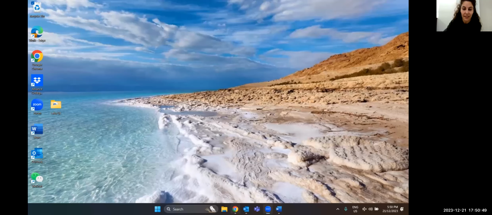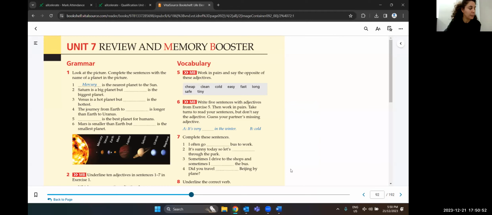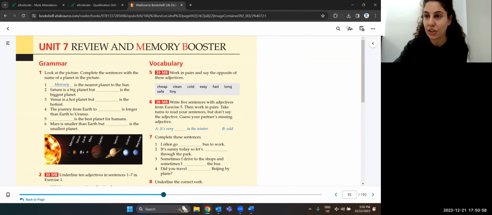So we are here: review and memory booster. Let's practice all the activities and exercises from the unit with some new exercises. It says, look at the picture and complete the sentences with the names of a planet. These are planets in the picture. So it looks like there's a bit of comparing. That's why they want to use the planets, to see if we can compare. So Mercury, which is this one, closest to the sun, is the nearest planet to the sun. I can see that there's an adjective, near.